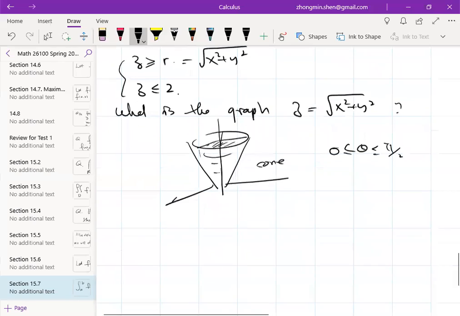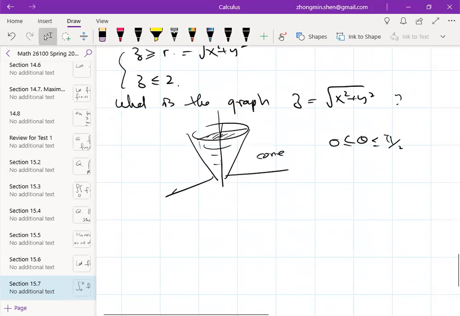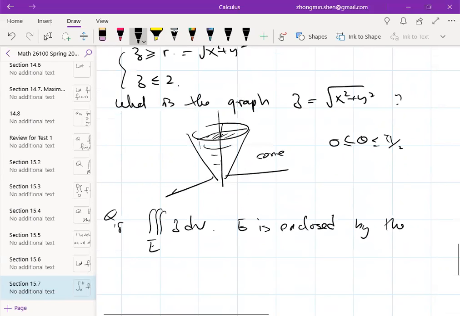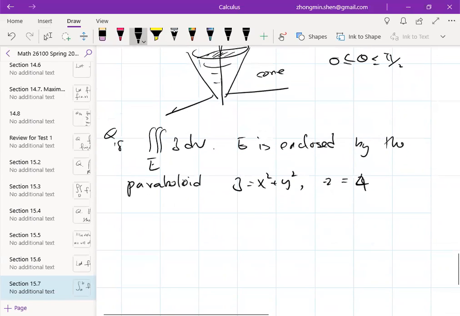All right. So now I'm going to do number 18. Evaluate this triple integral. And E is enclosed by the paraboloid z equals x squared plus y squared, and the plane z equals 4. So let's draw the picture here.